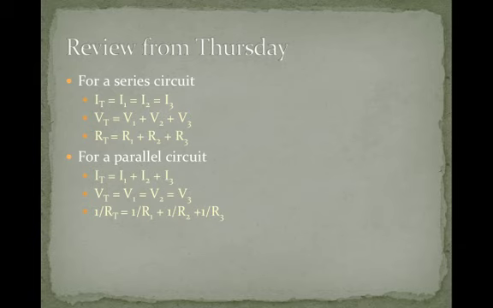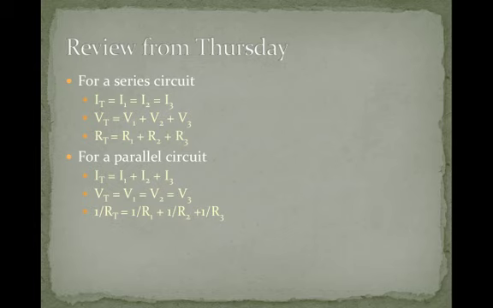For a series circuit, the total current is the same throughout, so the current through any resistor is equal to the total current. The voltage is split up amongst all of the resistors, so the total voltage equals the voltage across the first resistor, the second, and the third. The total resistance for a series circuit is just added up: resistance of the first, resistance of the second, resistance of the third.